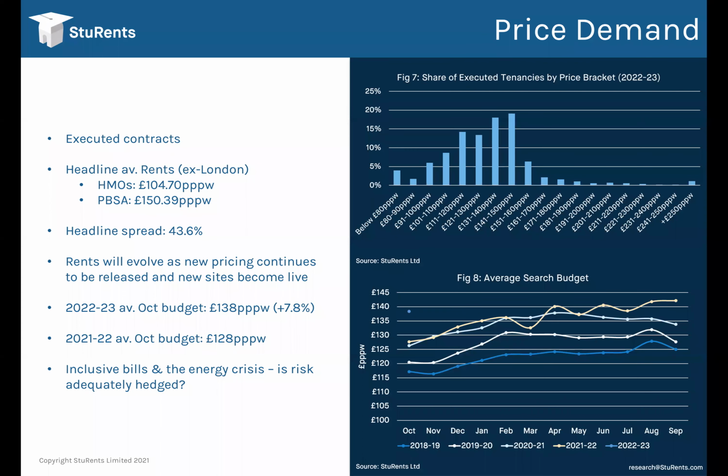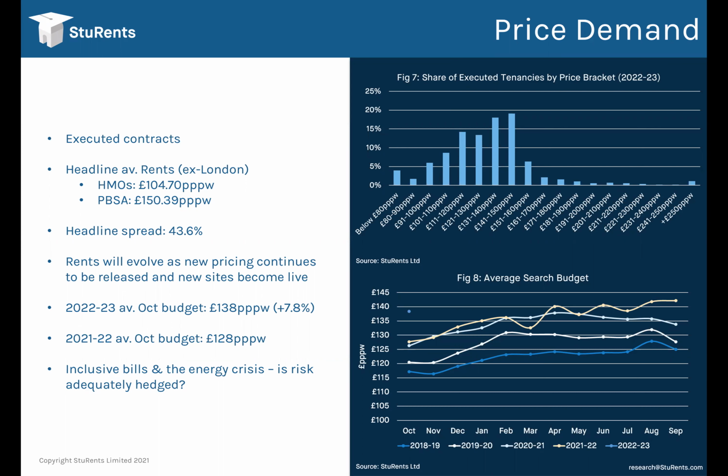In terms of how that compares to previous years, if we look back to October last year, for example, the average budget was £128. So year on year, we're looking at very strong budget growth of 7.8%, which is very positive. And again, it's going to be very interesting to see how that year on year growth changes as we go through the rest of the season.